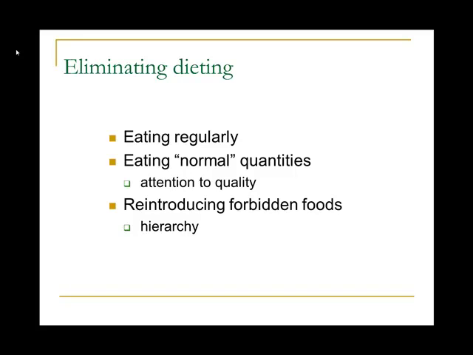The next phase of therapy is to eliminate dieting by eating regularly, normal quantities, reintroducing forbidden foods in a hierarchy so the person can feel comfortable around any form of foods.